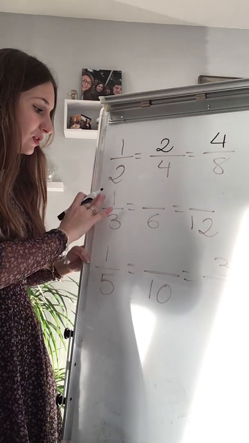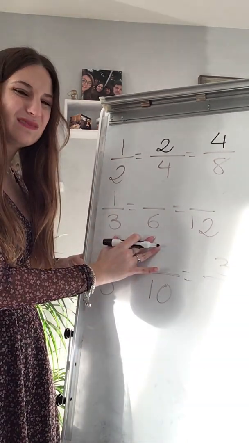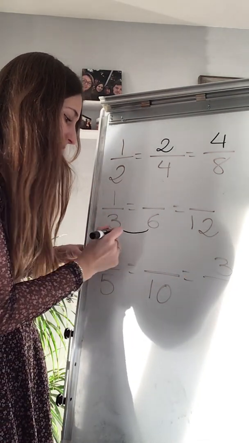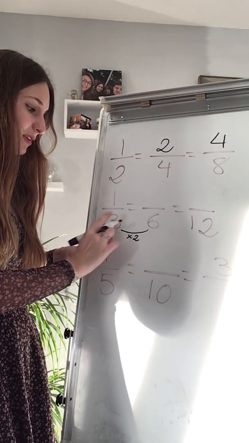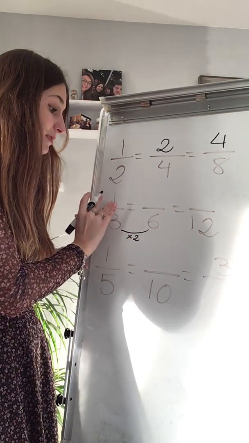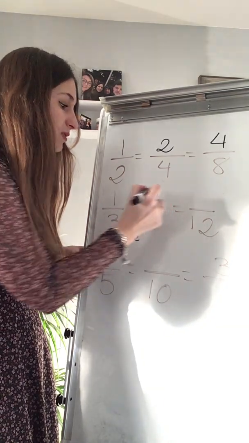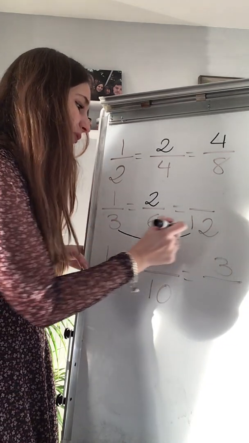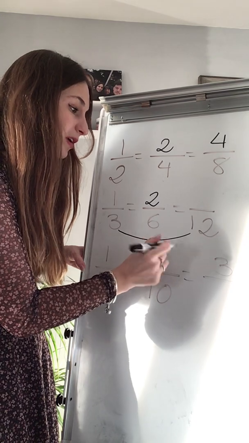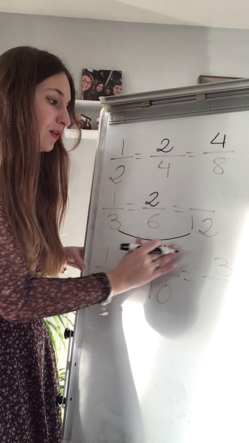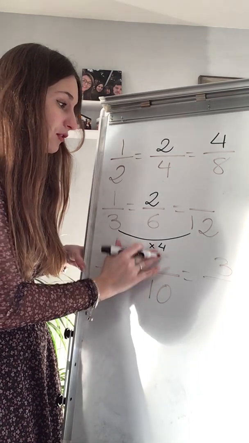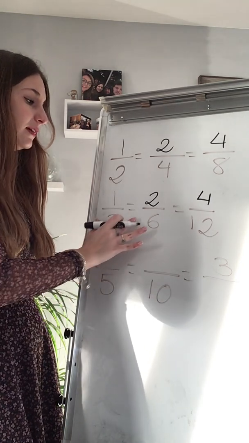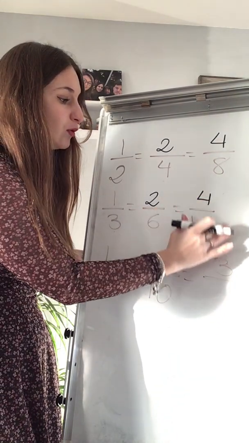Let's go to my next one. You have 1/3. You have there out of 6 and out of 12. So I know that 3 times 2 is 6, and I do the same to my numerator. 1 times 2 is 2. Let's find the next one. I go to 12. I know that 3 times 4 is 12. Okay. 1 times 4 is 4. So you should have 1/3 is the same as 2/6 is the same as 4/12.